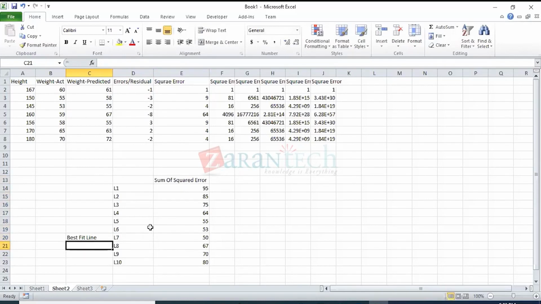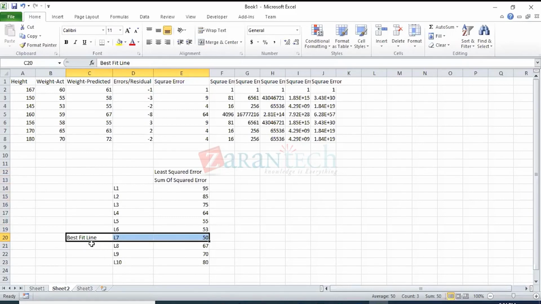Okay, so this process of fitting my best fit line based on least squared error is called the least squared error method. Okay, clear with this? How did I come to my best fit line?